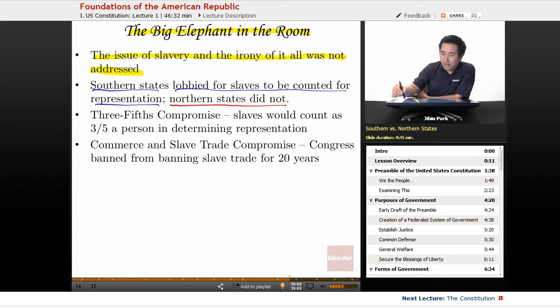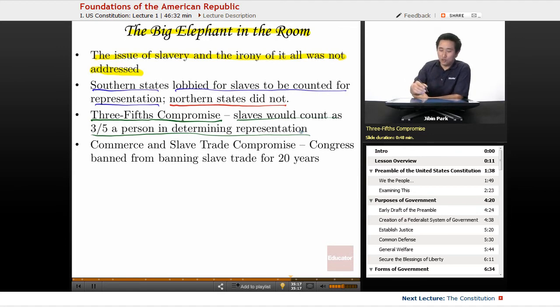And so basically what ended up happening was, I don't know the origin of why the 3/5 amount seemed somewhat prudent, the 3/5 compromise. Slaves would count as 3/5 of a person in determining representation. Now, nowhere in the Constitution did it say that slaves were represented. So basically, they were referred to as other, non-citizens, so to speak. So it was understood that the slaves would be counted as 3/5 of a person.